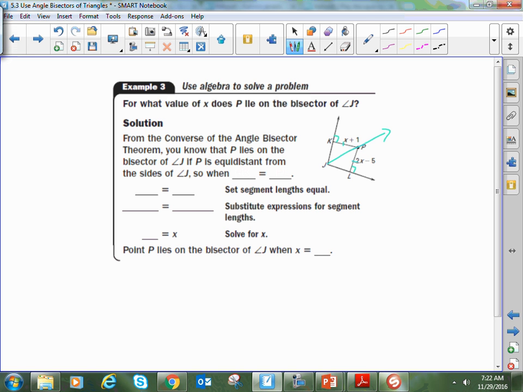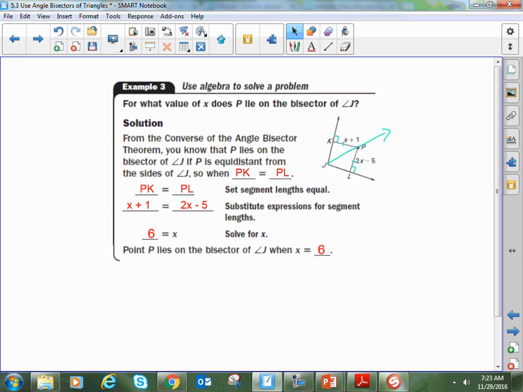But if point P is on the angle bisector, then the segments have to be the same. So I'm going to say that KP and LP are congruent to each other, therefore x plus 1 is equal to 2x minus 5. And that's how I'm going to start setting up my equation here. So, solving for x, we'll take the x on the left and move it to the right through subtraction, and we'll take the 5 on the right and move it to the left through addition, and that is going to give me x equal to 6. So that's what the value of x would have to equal in order for point P to lie on the angle bisector of angle J.